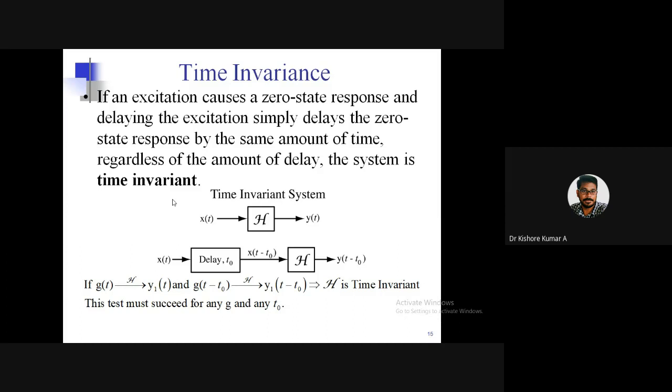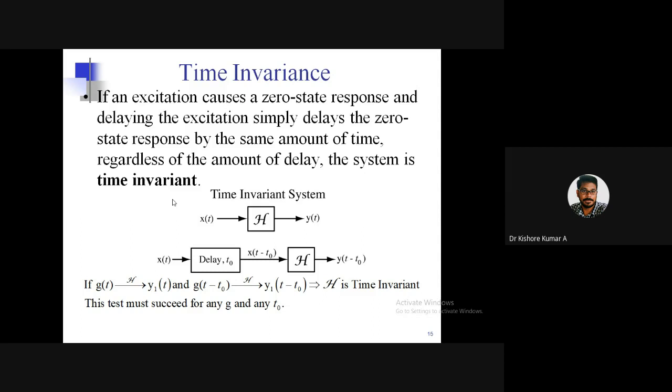Now if g of t tends to y1 of t, g of t minus t naught tends to y1 of t minus t naught, then the particular system H is time invariant. Time invariant in the sense what? Whatever delay you make on the input side, the same time delay is applicable in the output also. If that particular system obeys this, then this system is time invariant.